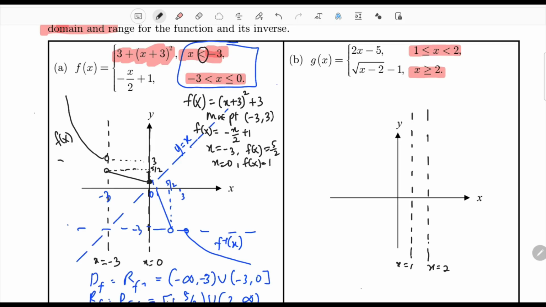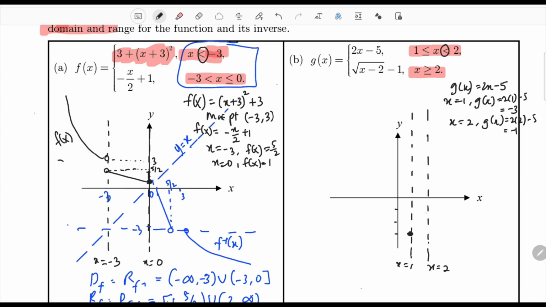So between 1 and 2, the graph will be g(x) equal to 2x minus 5. So when x equal to 1, g(x) equal to 2 times 1 minus 5. So we have negative 3. When x equal to 2, g(x) will be 2 times 2 minus 5. So we get negative 1. So identify where is your 1, negative 3. So let's say that's 1. Okay, roughly, so this is your point. So you have the equal sign at 1, so it's the shaded circle. And then at 2, it should be empty because we don't have any equal sign here.